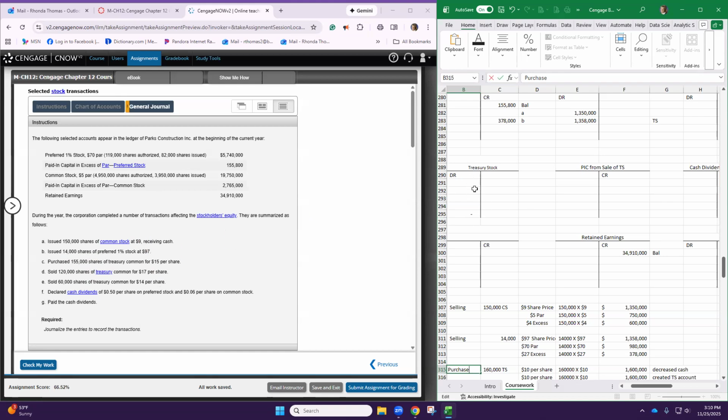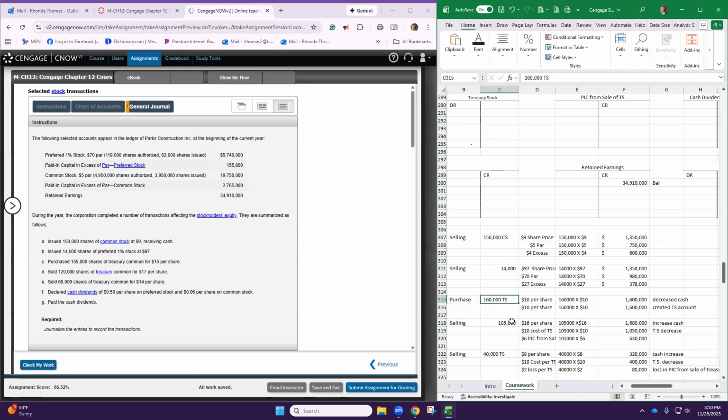So we're going to buy them for $15 a share. So that's going to be treasury stock. So we're buying 155,000 shares. Okay, and we're buying common. Very rarely do you buy preferred. I've never heard of that. So I'm going to put common stock, but this is going to be purchased treasury stock. All right, so we're buying ourselves at $15 a share.